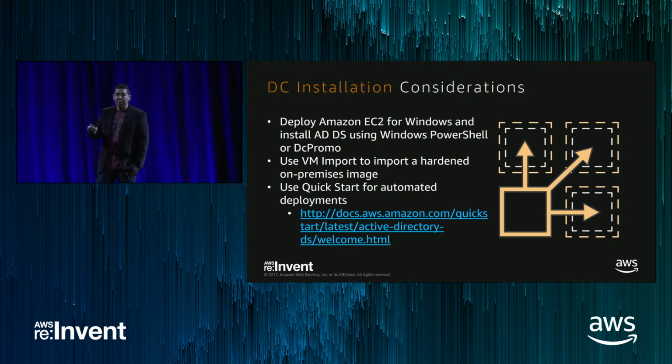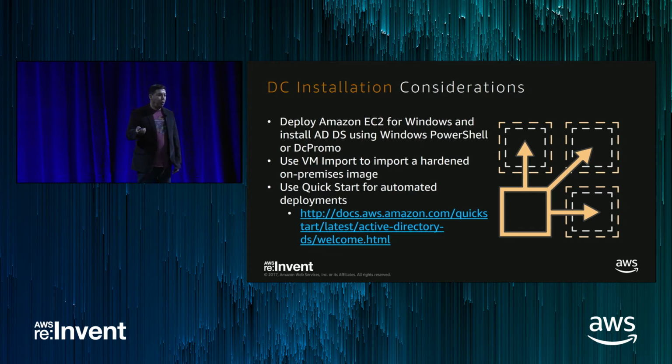So if you have an on-premises golden image that you want to use as the basis for your domain controllers, then use VM import to import that virtual machine from your on-premises environment into AWS, and then enable that as a domain controller so that it has whatever it is you need in that hardened image.